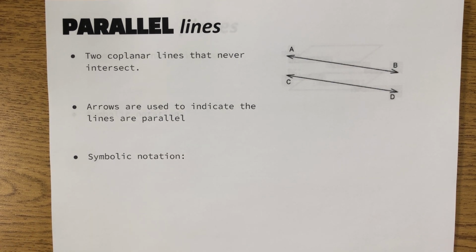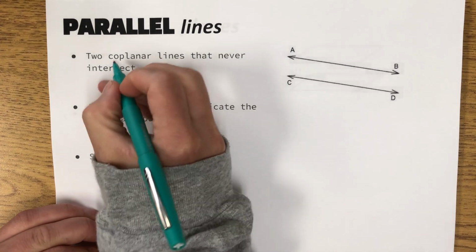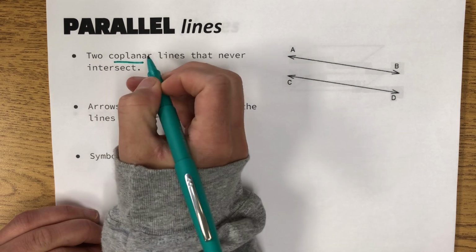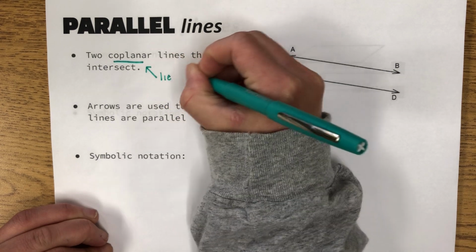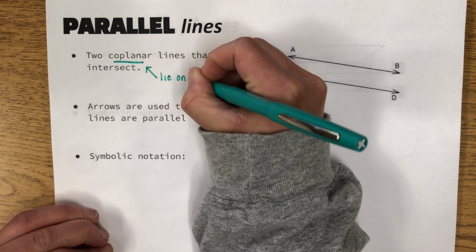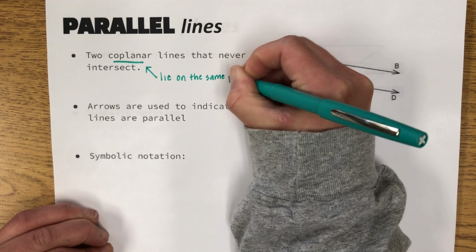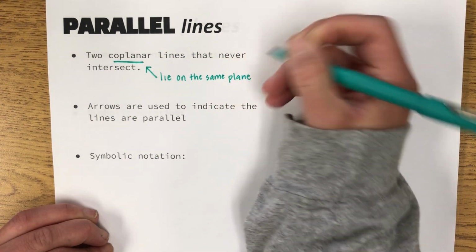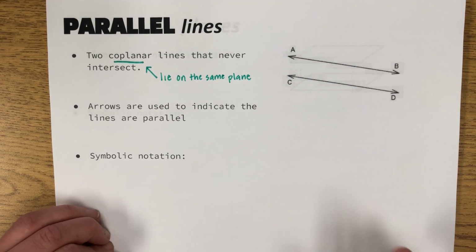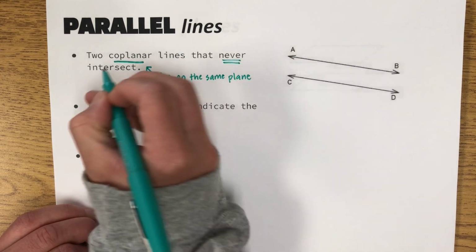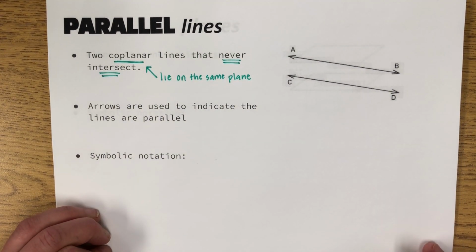So the first thing I want you to notice is that parallel lines are coplanar. That means, if we redefine this, coplanar means they lie on the same plane. In order to be parallel lines, they must be coplanar. The only difference with this is that they never intersect. So you will never see them touch each other.